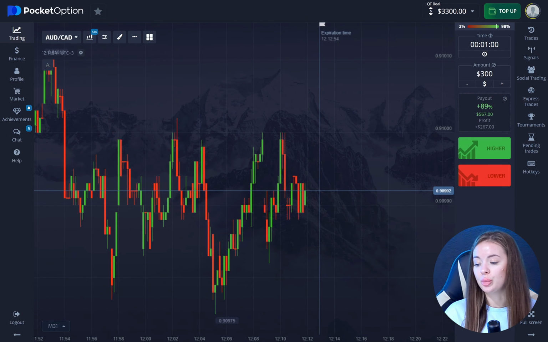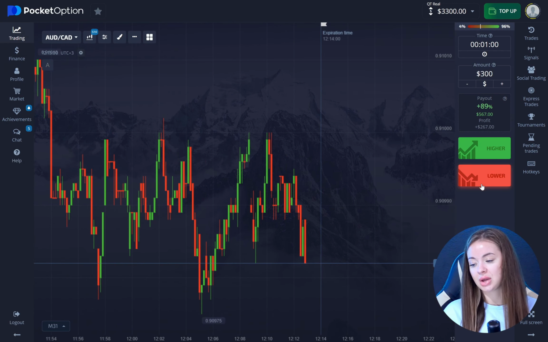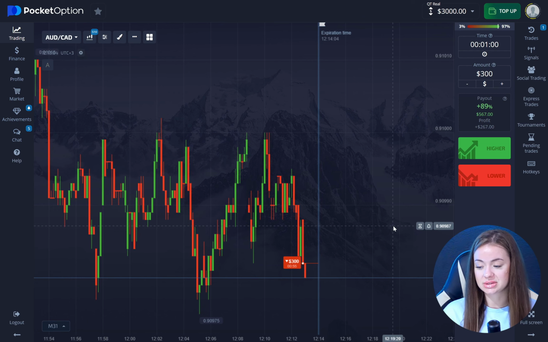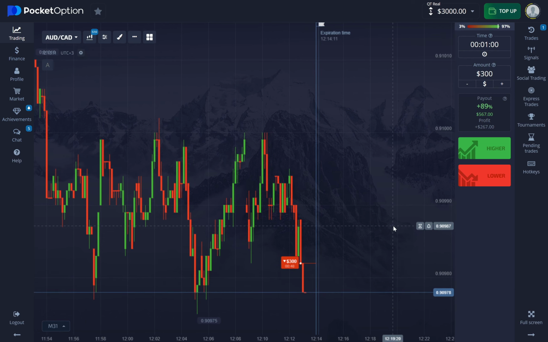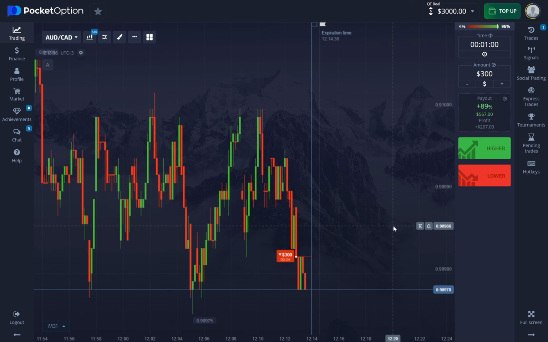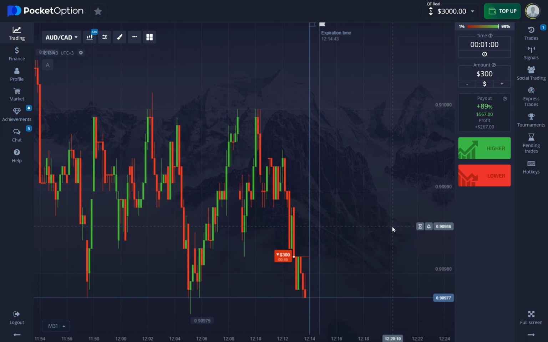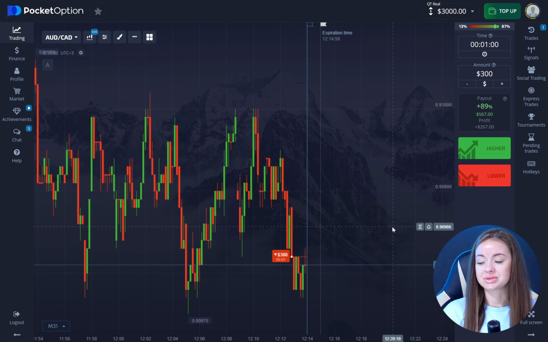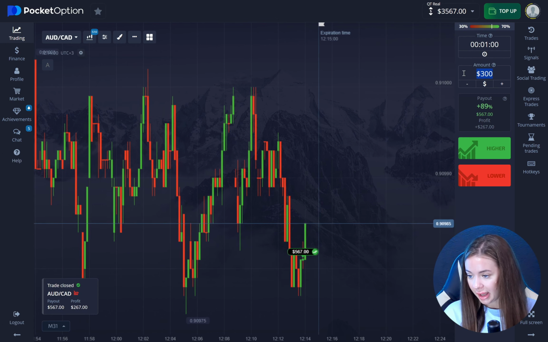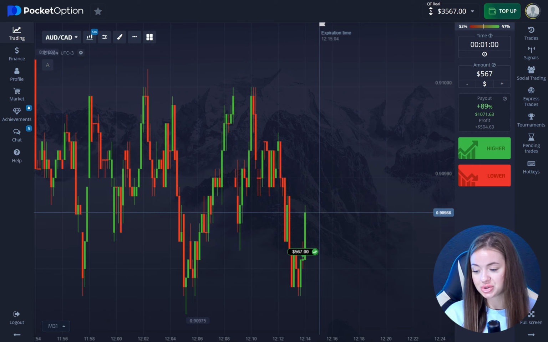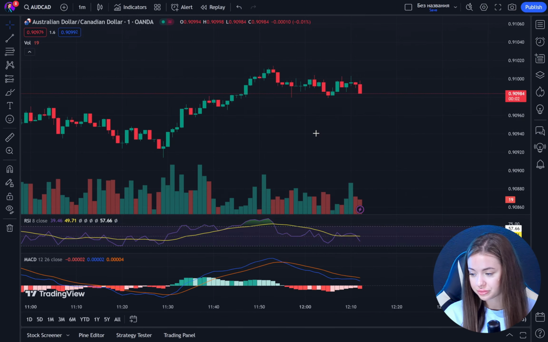I switch to Pocket Option and open a short trade with $300 for 1 minute. The trade was successful. I look for another good entry point and switch back to TradingView.